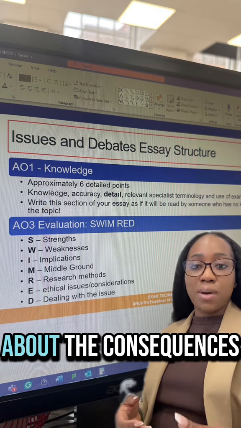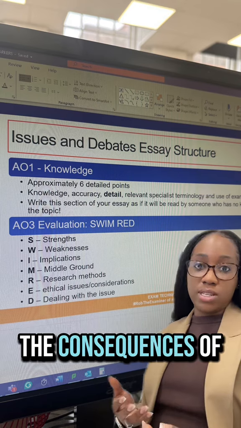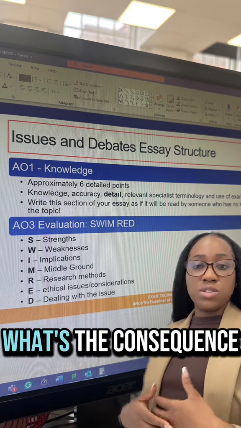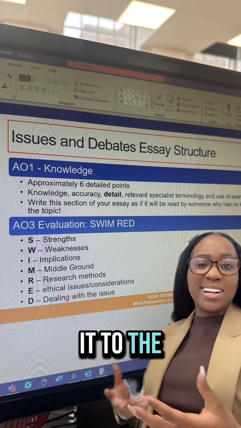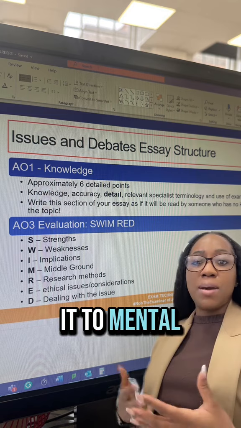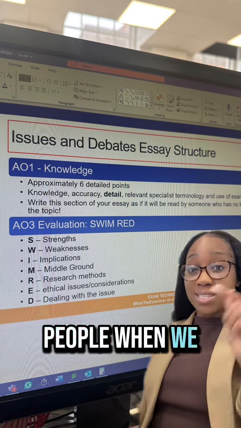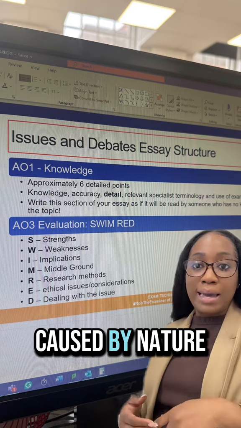Implications. This is talking about the consequences. So what are the consequences of taking a reductionist approach? What's the consequence of taking a deterministic approach? Think about applying it to the legal sector. Think about applying it to mental health. Are we stigmatizing people when we say, do you know what, this was caused by nature?